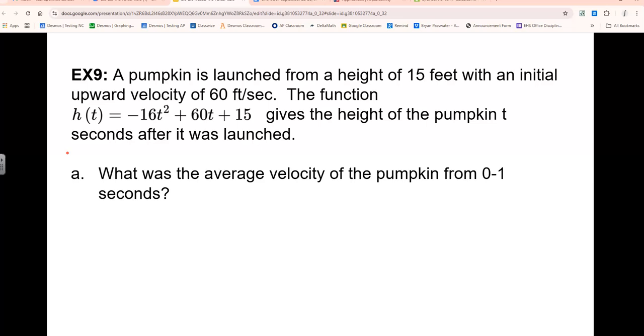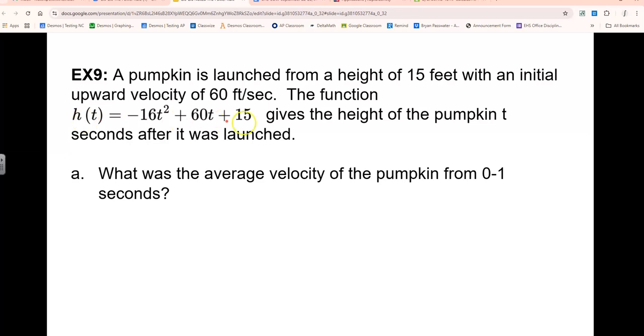So we might. But if you shoot something into the air, it is going to follow a quadratic curve based on gravity. So a pumpkin is launched from a height of 15 feet with an initial upward velocity of 60 feet per second.